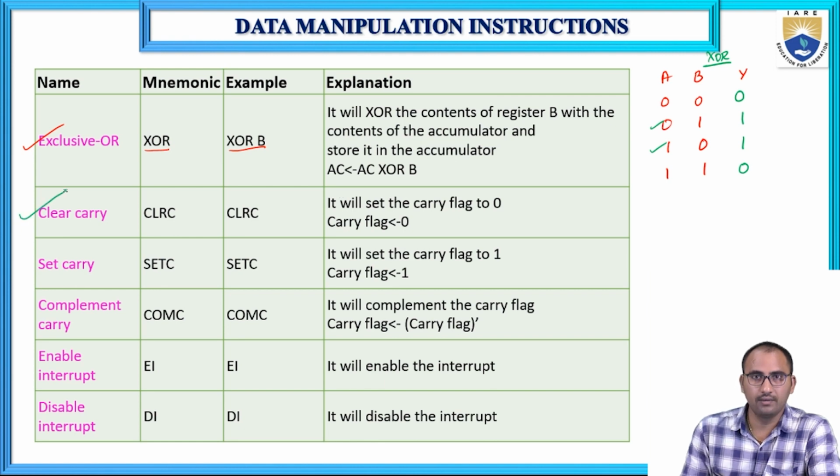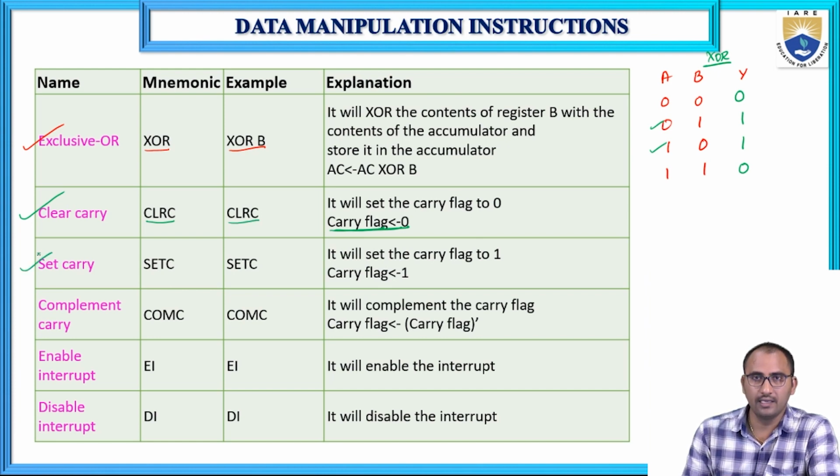Next, clear carry. This clear carry is used to perform on a single bit, that is nothing but the carry flag. The carry flag is a single bit, and on that we are performing this clear carry. Clear means we are clearing the carry flag, that means a 0 will be loaded into the carry flag. So the mnemonic is CLRC, that means clear carry.